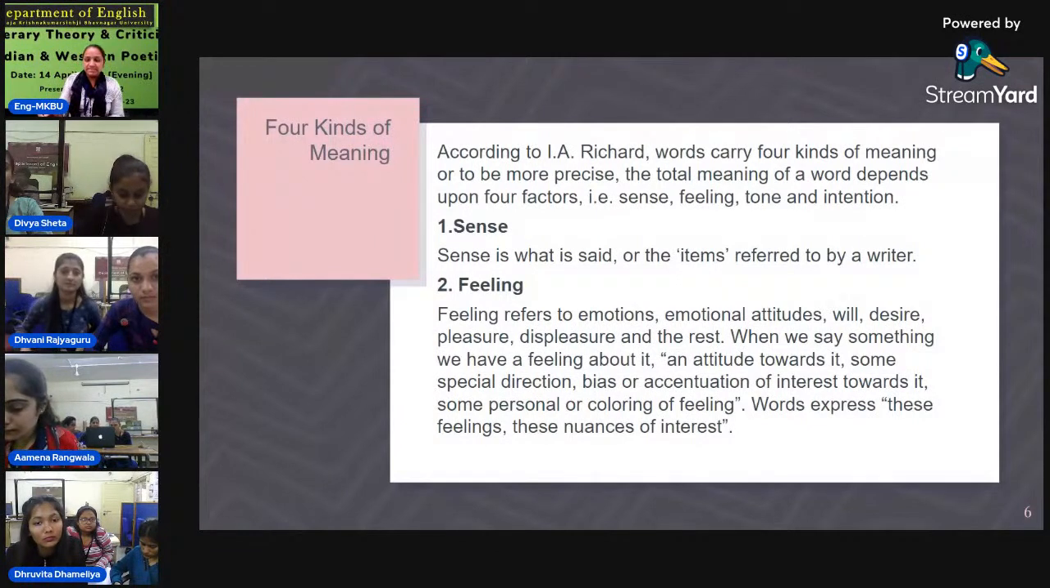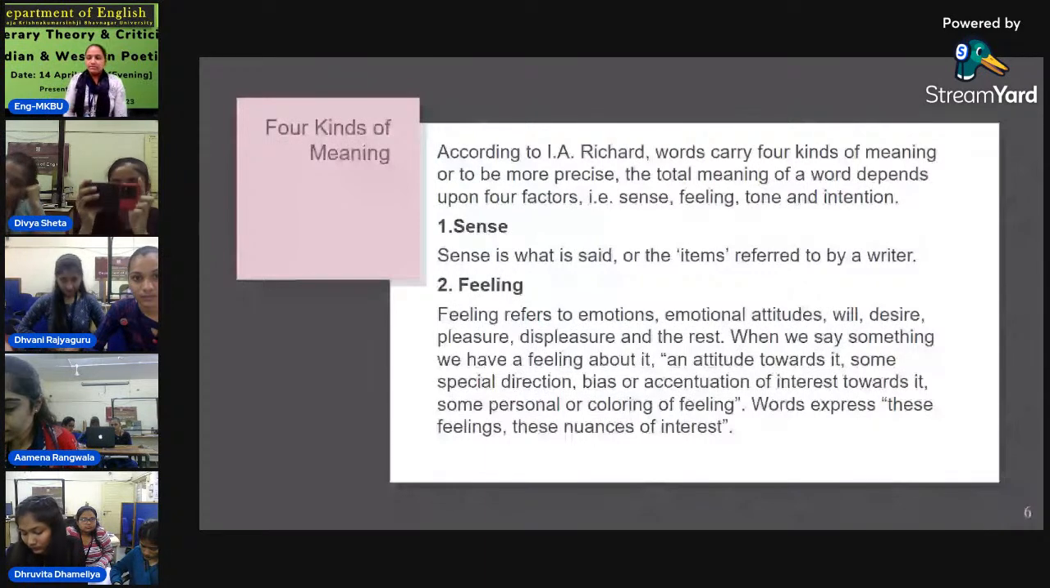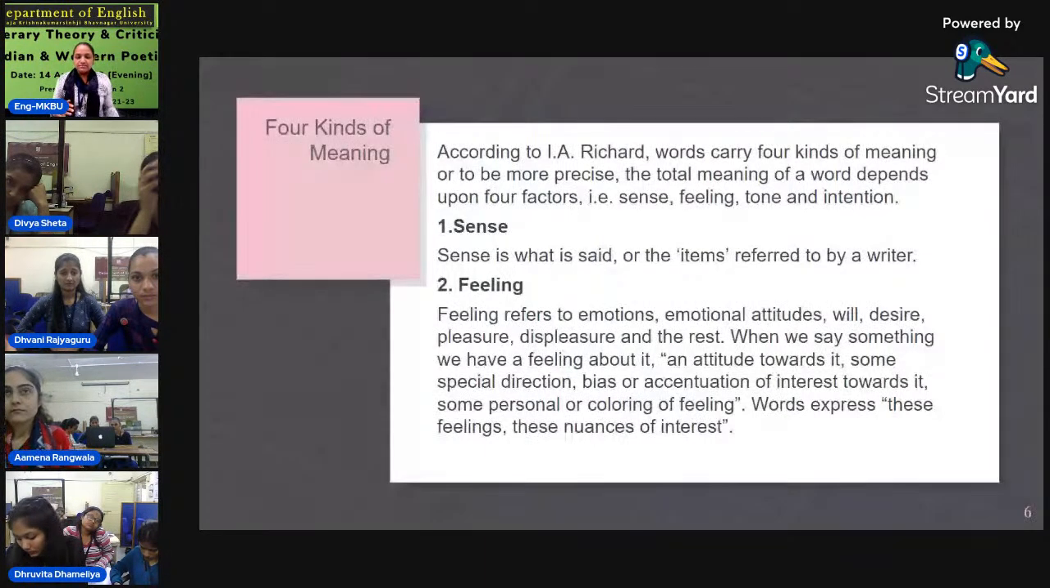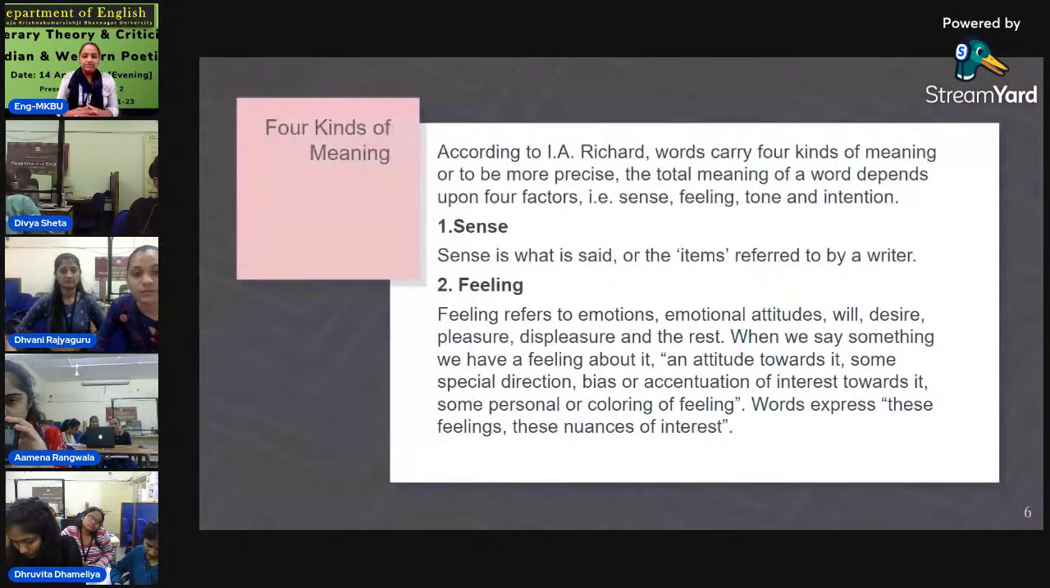These are the four meanings I. A. Richards has given. First is sense. Sense is that which is referred to by the writer. Feelings means how they are writing, what their emotions, attitudes and pleasures are. All these things are expressed in the feelings.